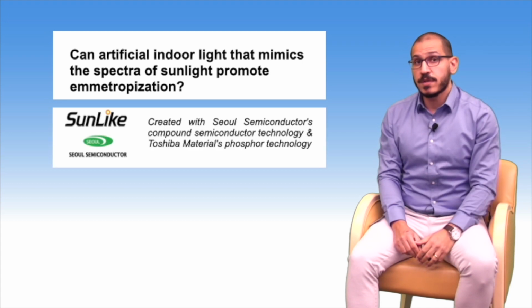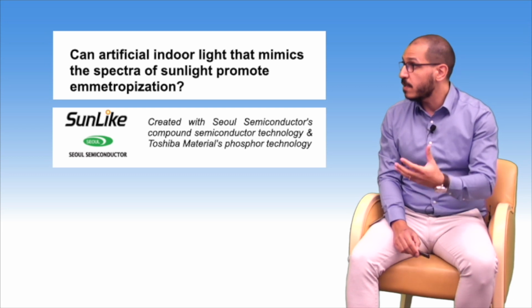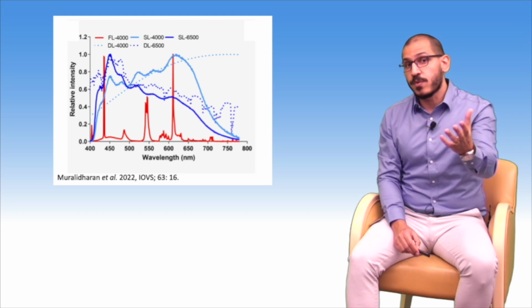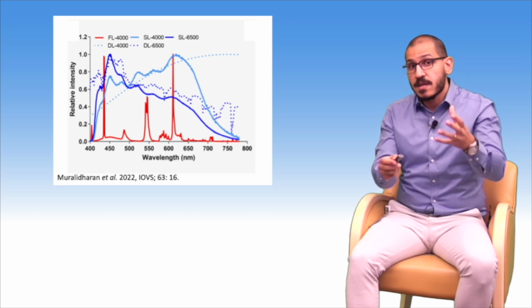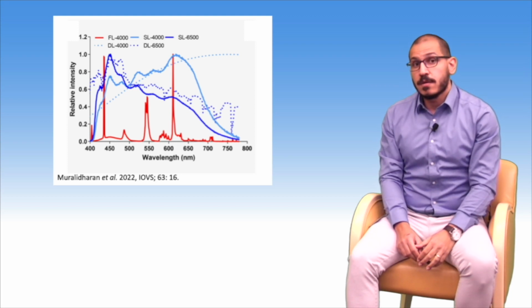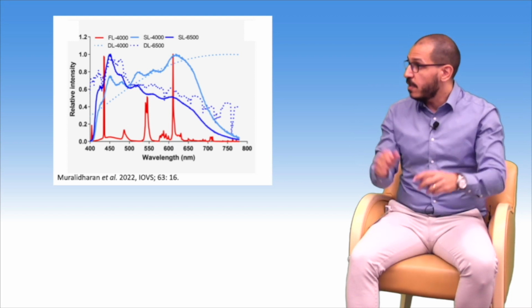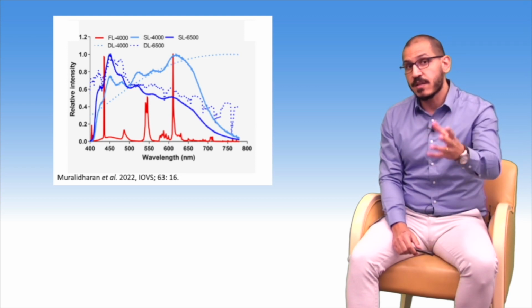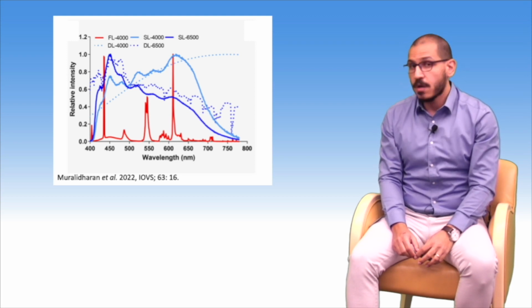We collaborated with a company in Korea called Seoul Semiconductor, who developed these types of lights, lights that mimic sunlight. As you can see on this graph, compared to a standard fluorescent light, the red trace that has a spiky spectrum, the spectrum of sunlight is usually quite broad and covers more wavelengths. So they developed these LEDs to mimic the spectrum of sunlight, either in the morning or in the afternoon, that's around 4000 Kelvin, SL 4000, or at noon, which is the dark blue line, which is SL 6500.